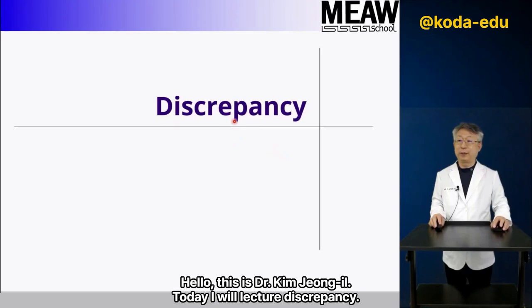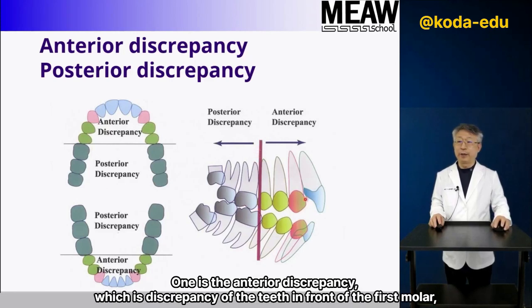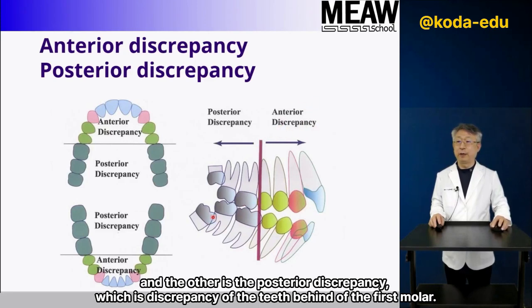Today I will lecture on discrepancy. Discrepancy can be divided into two categories. One is the anterior discrepancy, which is discrepancy of the teeth in front of the first molar. And the other is the posterior discrepancy, which is discrepancy of the teeth behind the first molar.